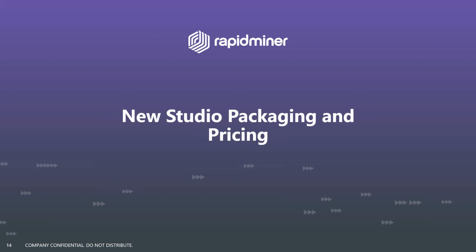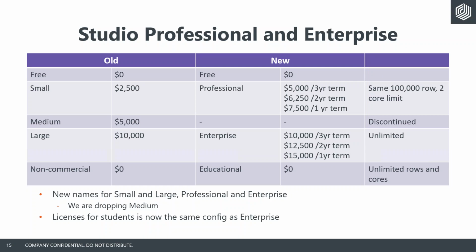All right. On the studio side, then we have now reduced it to 2 editions. So if you look at this table here, on the left, then we have the old model with the free studio, the small, medium, and large, and then we had something called non-commercial, which was for academics or educational purposes. And now we have the new offerings.